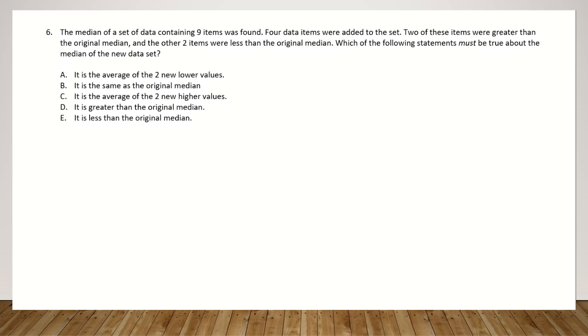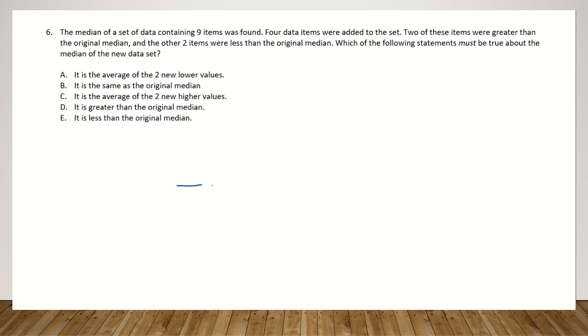Okay, next problem. The median of a set of data containing 9 items was found. 4 data items were added to the set. 2 of these items were greater than the original median, and the other 2 items were less than the original median. Which of the following statements must be true about the median of the new data set? All right, so again, we've been given a theoretical data set. So let's make an actual data set that meets the qualifications and take a look at it, okay?